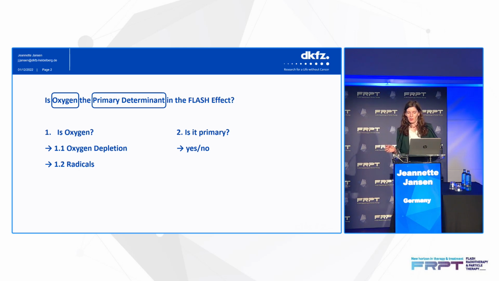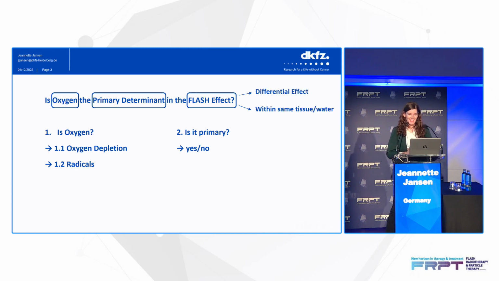And then I come to the question which I think my opponents have put a bit under the table, which is if it's primary. I think they have not really addressed that point. And then I want to always distinguish between the flash effect in terms of whether it's a differential effect between healthy tissue and tumor tissue, or if we consider an effect within the same tissue or water, which would then basically, for example, explain a protective effect of healthy tissue.